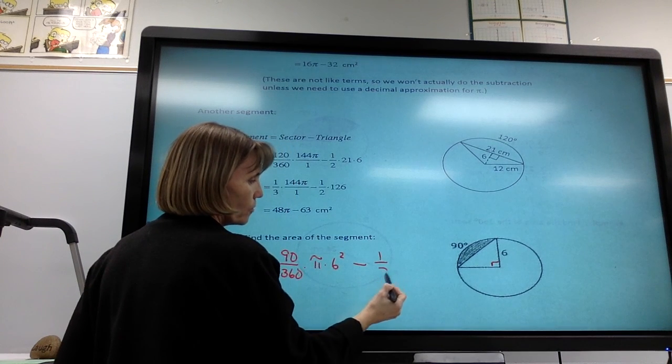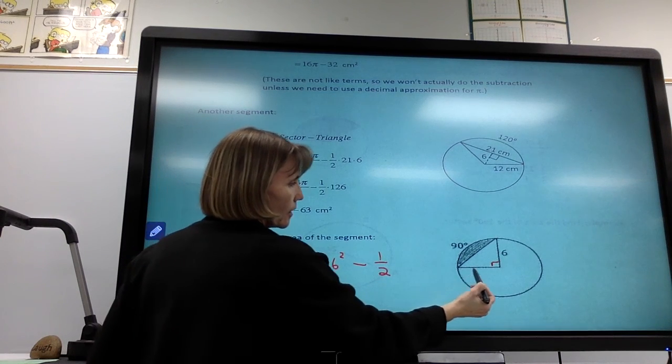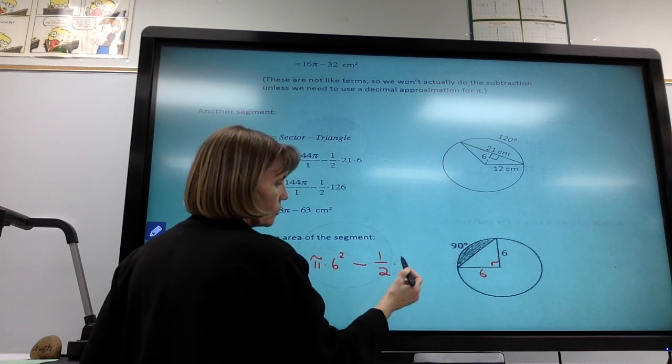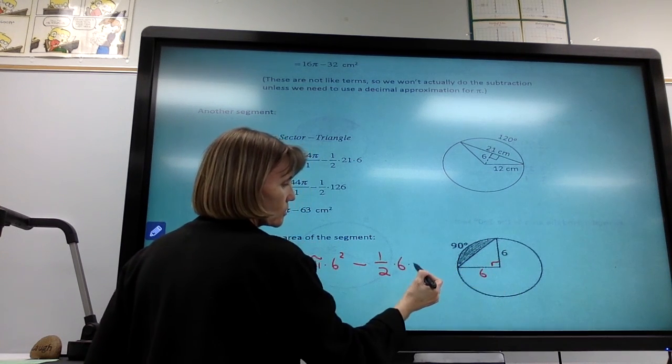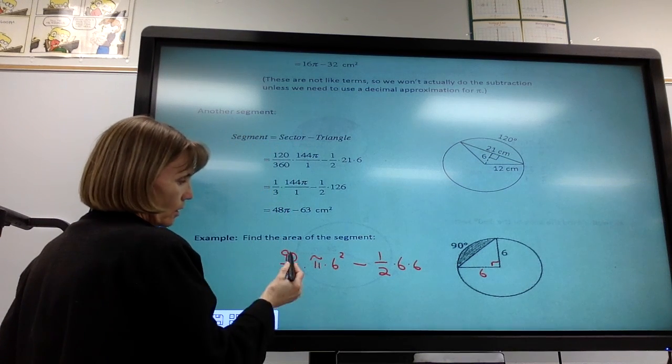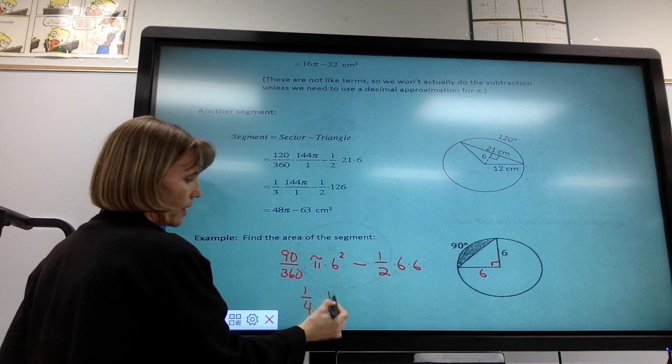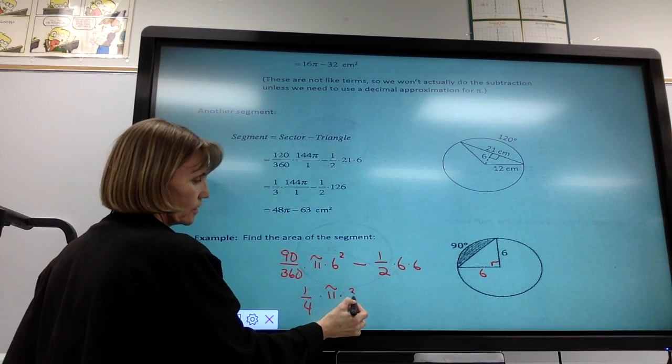So the triangle formula is 1/2 the base. Okay, this would be the base. Well, if the radius is 6, this is a radius too. So it would be 6, and the height is a radius, so 6 times 6. 90 over 360 reduces down to 1/4 times pi. 6 squared is 36.